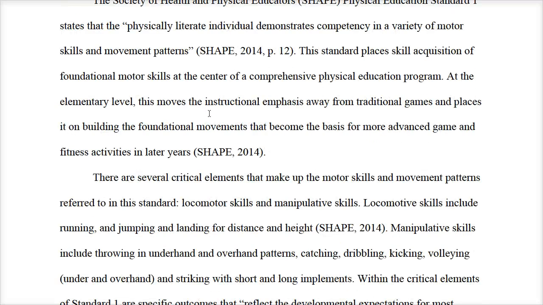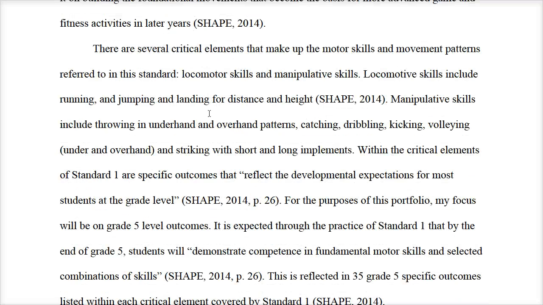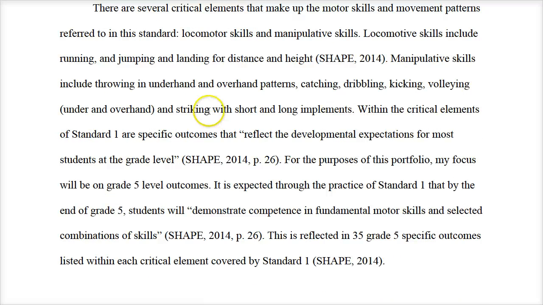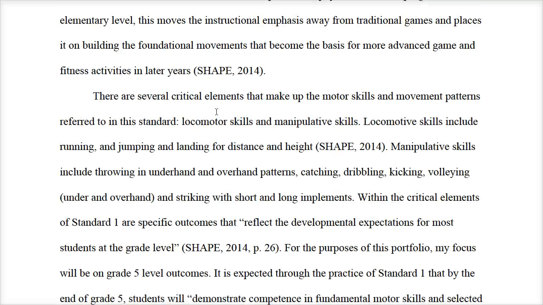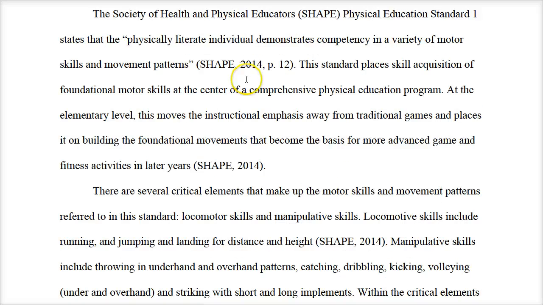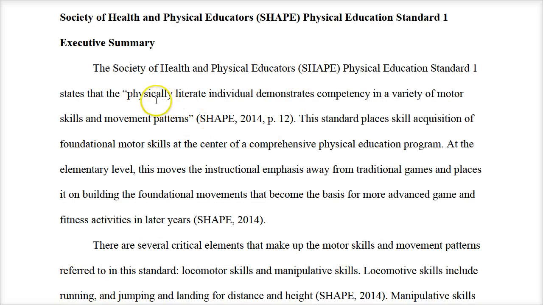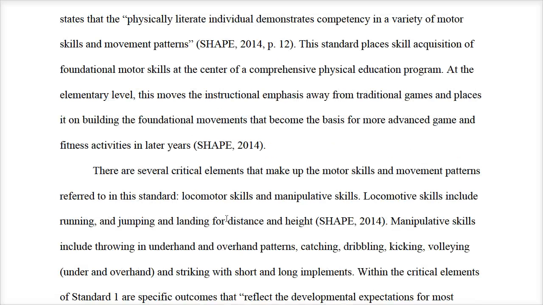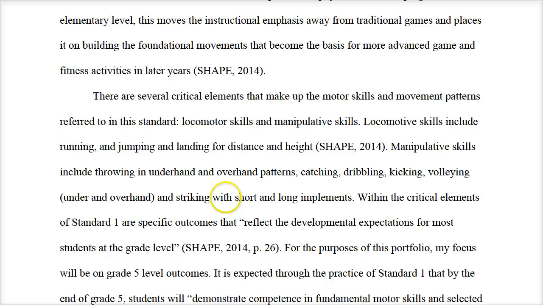And you notice in this executive summary, the student supports what he or she is writing by referring back to the SHAPE standards, quoting it or not quoting it. And I have a course announcement about the difference between quoting versus not quoting. But the student is supporting what they're writing by referring back to the standards, and that's what you should be doing. This is called evidence-based academics. Support what you write with references.